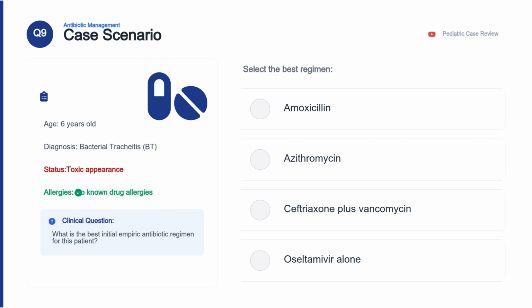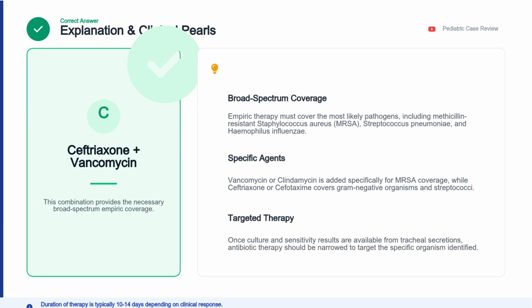Option A, oral amoxicillin alone. Option B, oral azithromycin alone. Option C, intravenous ceftriaxone plus intravenous vancomycin. Option D, oral oseltamivir alone. The correct answer is C, intravenous ceftriaxone plus intravenous vancomycin.